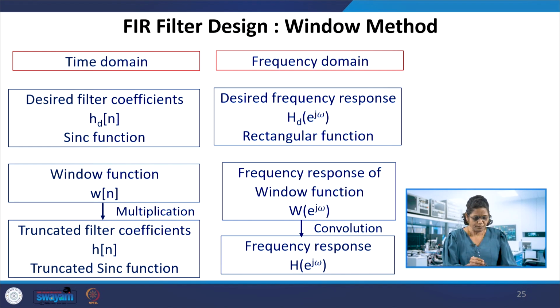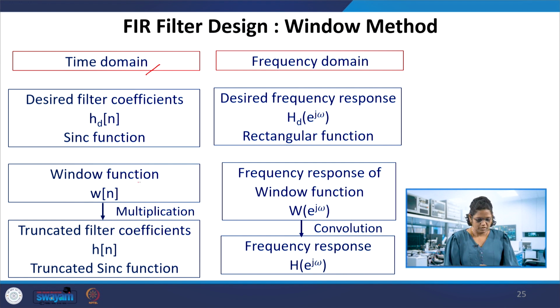in the window method. This column is related to the time domain, and this column is related to the frequency domain, where we first have the desired filter coefficients hd of n. So hd of n, in the time domain, is going to be a sinc function of infinite duration. This is the desired one. The desired frequency response Hd of j omega is the ideal rectangular function, which is just not possible to realize because of the infinite filter coefficients in the time domain.